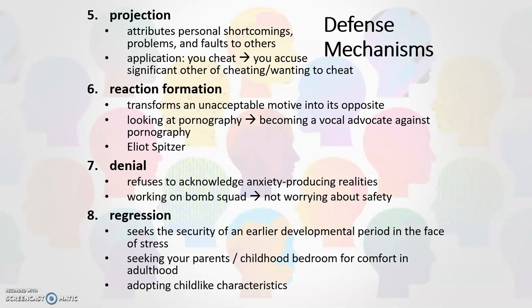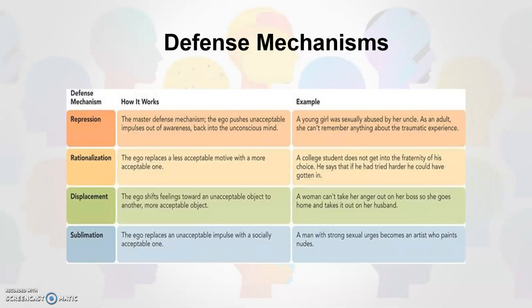And then we have regression, where we retreat to a more infantile stage and an earlier developmental period. So you seek your parents, you might go to your childhood bedroom for comfort, or you might find childlike characteristics. Instead of owning up to things, you might go color or want a glass of chocolate milk. Who knows? The next 2 slides show the defense mechanisms again with other examples that I think are really helpful for you guys to understand this.